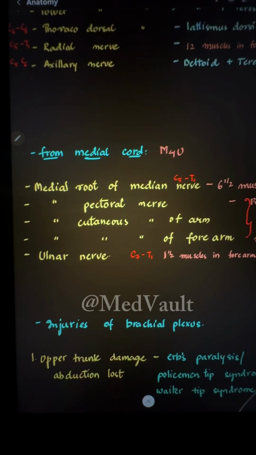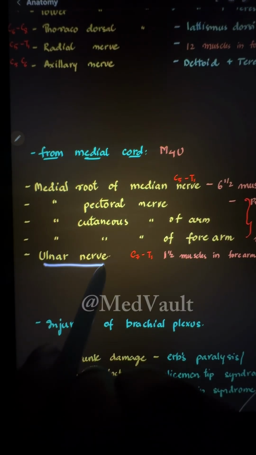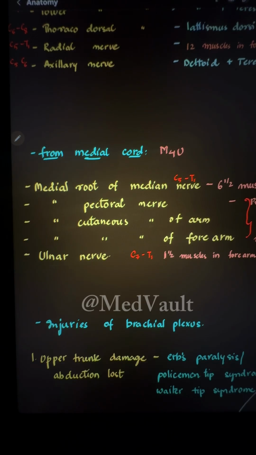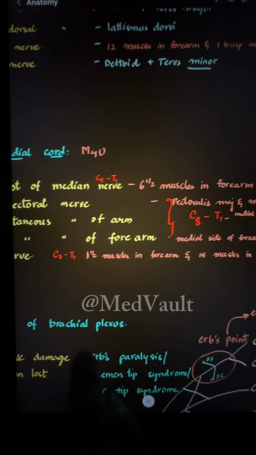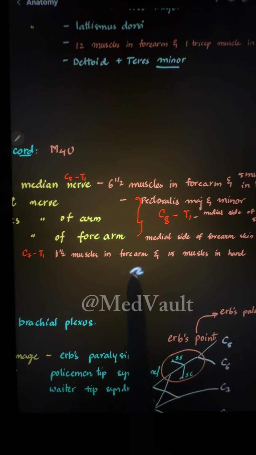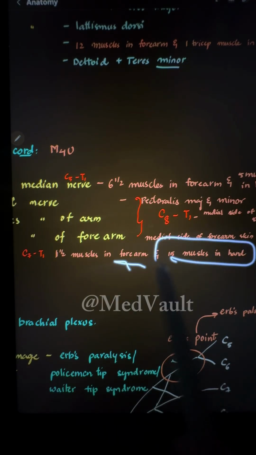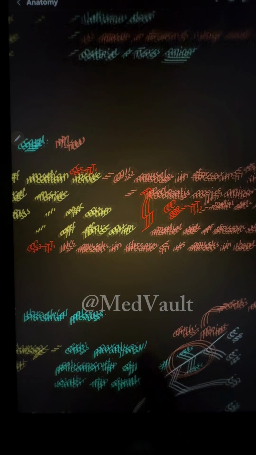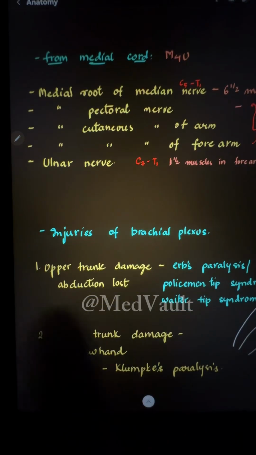Now the last one we have is U, that is the ulnar nerve. Another name of the ulnar nerve is the musician nerve. It has root value C7 to T1, and it supplies 1.5 muscles in the forearm and 15 muscles in the hand.